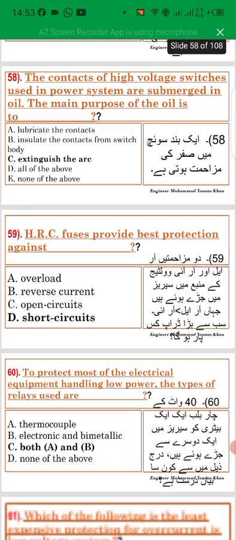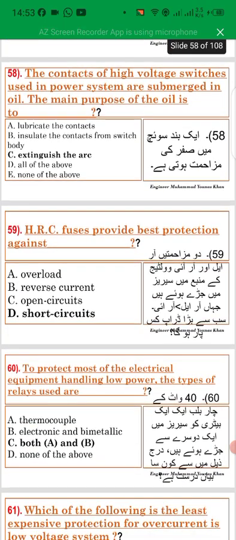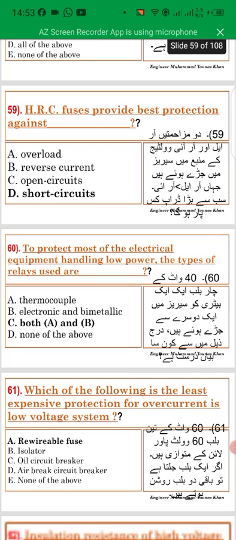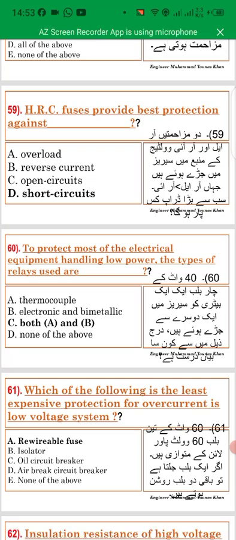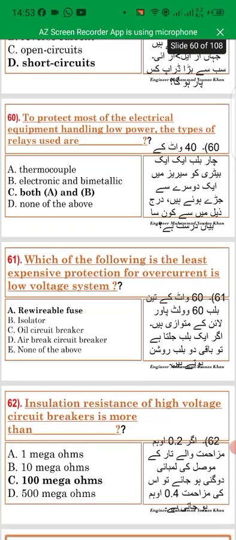The contacts of high voltage switches used in power system are submerged in oil. The main purpose of the oil is to extinguish the arc. HRC fuses provide best protection against short circuit. To protect most of the electrical equipment handling low power, the types of relay used are thermocouple, electronic and bimetallic.